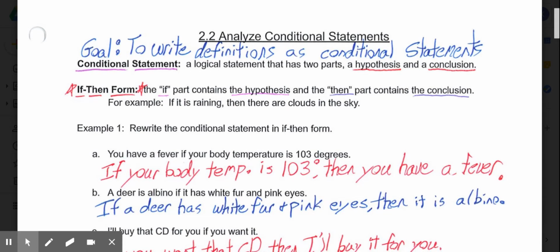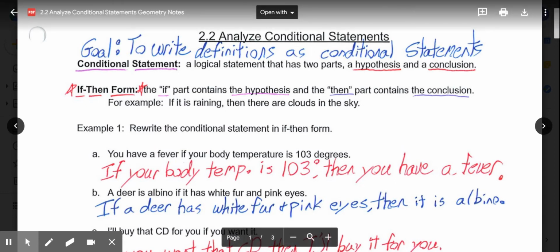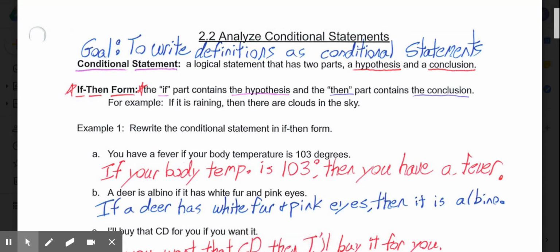Now, our goal says to write definitions as conditional statements. In mathematics, a lot of the time we try to write definitions in the form of conditional statements to clarify what they mean and to make sure they are in a consistent format. It doesn't always happen, but that is one of the main goals. So let's look at example one.